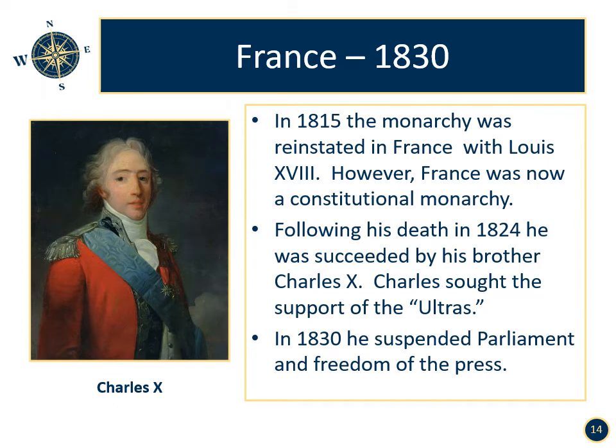France, 1830. In 1815, the monarchy was reinstated in France, with Louis XVIII. He was the eldest remaining brother of Louis XVI, who had been executed during the French Revolution. Following his death in 1824, he was succeeded by his brother, Charles X. Charles sought the support of the ultras, who were French royalists that supported the return of absolutism. In 1830, he suspended Parliament and freedom of the press. This did not go over well in France.